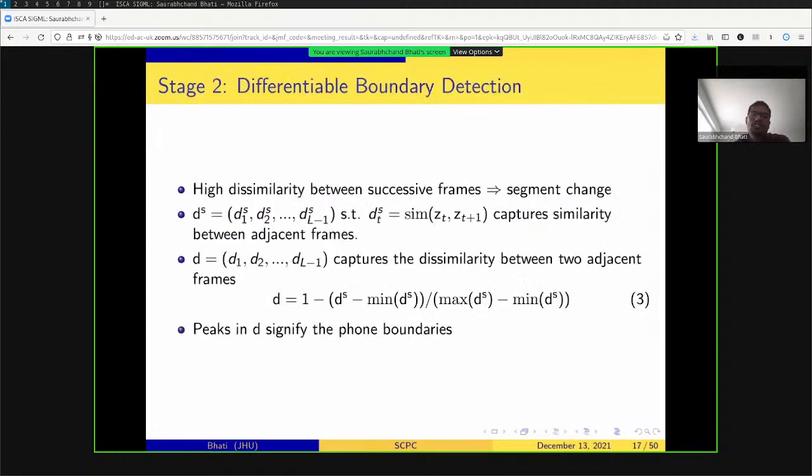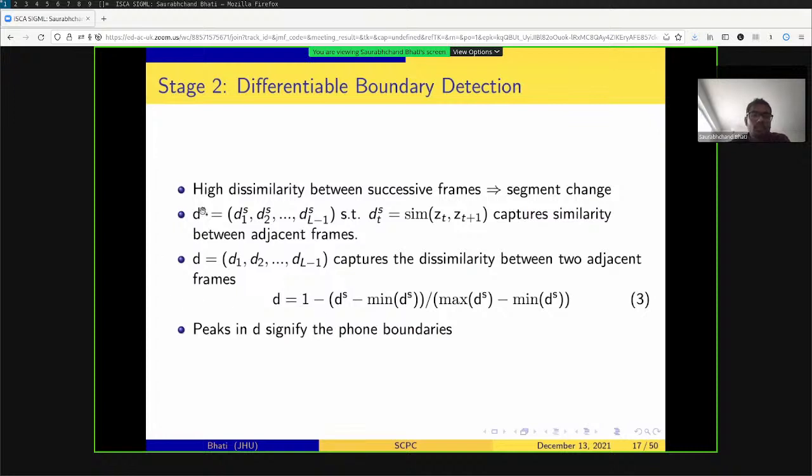Stage 2 is about how we detect these boundaries from a batch of utterances. We follow the similar idea that high dissimilarity between successive frames is an indicator of segment change. And it follows the same assumption: if you can predict the next frame really well, then they are in the same phone class. And if you are having difficulty predicting the next frame, then that means the segment information has changed, and that might indicate a boundary between the current frame and the next frame.